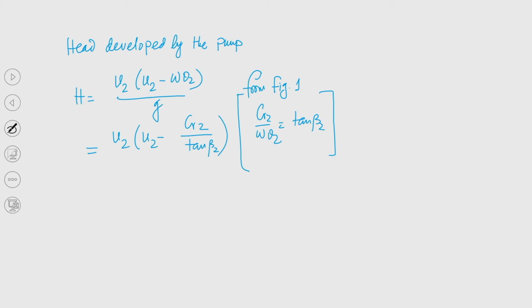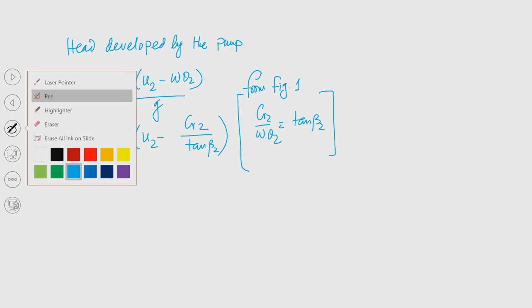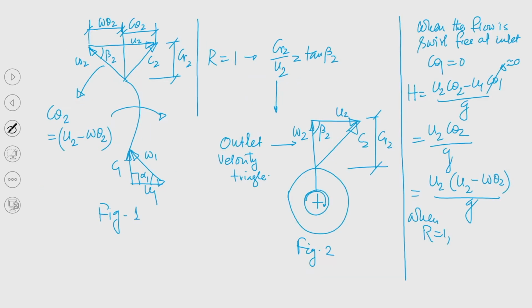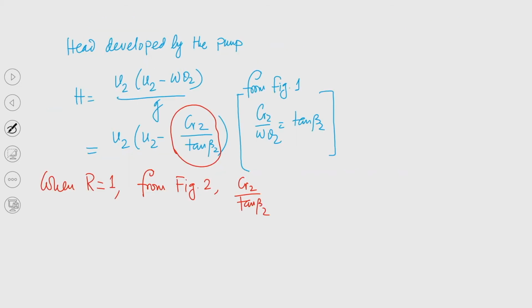Okay. So, what about this quantity? If I try to write now, what about this quantity Cr 2 by tan beta 2 from figure 2. So, when R equal to 1, from figure 2, Cr 2 by tan beta 2 equal to U 2. So, this is U 2.